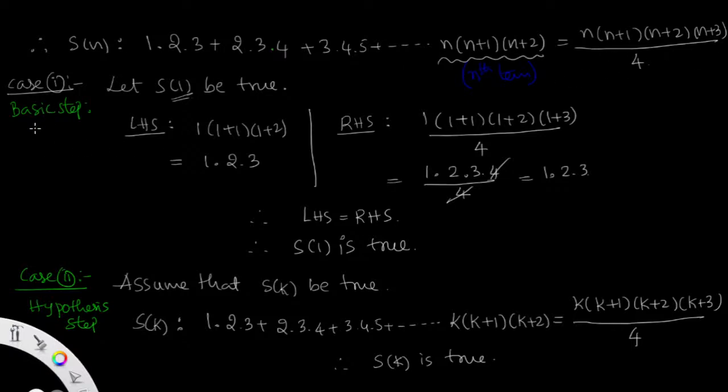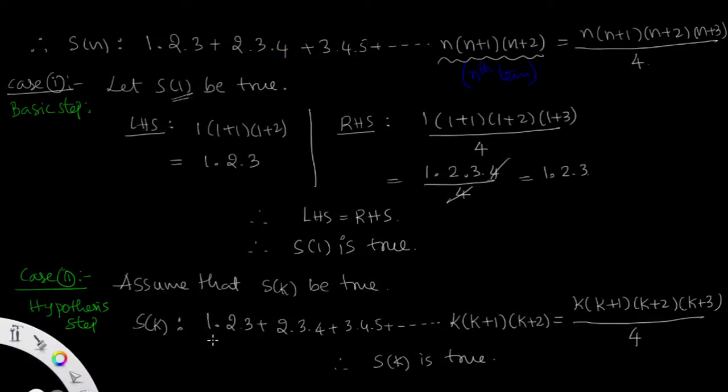So the basic step in mathematical induction is that S of 1 should be true. In the place of n we write 1 into 1 plus 1 into 1 plus 2, that is 1 into 2 into 3. And the RHS is also 1 into 2 into 3. Therefore both the LHS and RHS are the same, so the statement S of 1 is true. Then case 2, the hypothesis step.